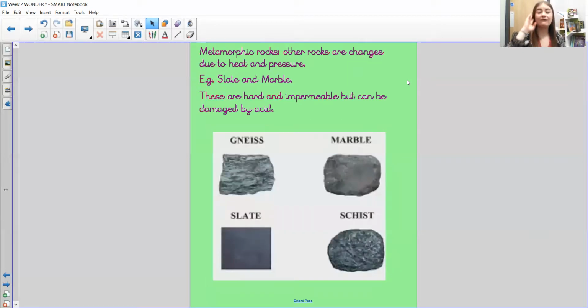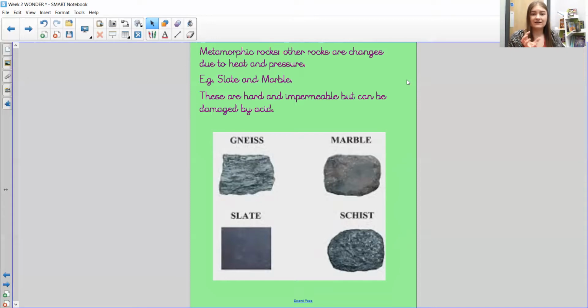Okay, and our final rock. Now, metamorphic rocks are rocks that have changed from one rock to another because of heat and pressure. So, for example, slate and marble, these rocks were a different kind of rock, and then something happened. Either some pressure was put on it, or lots and lots of heat, and the rock changed from what it was before into this new rock.